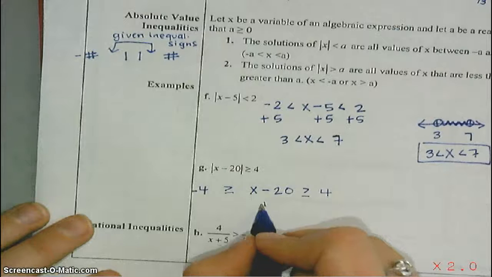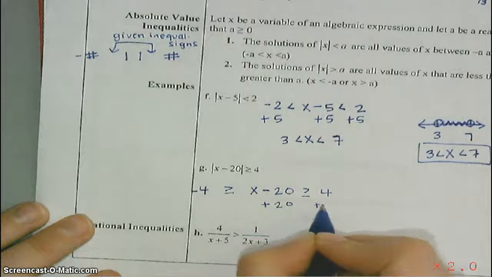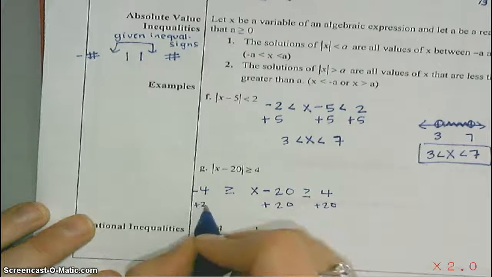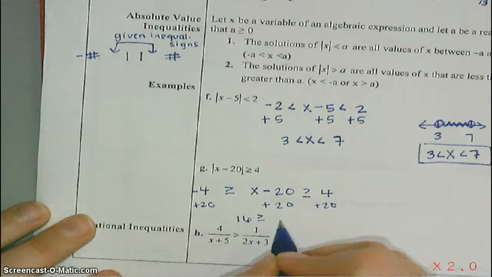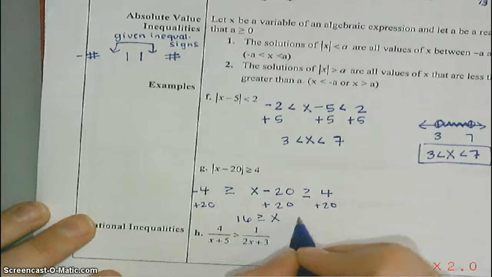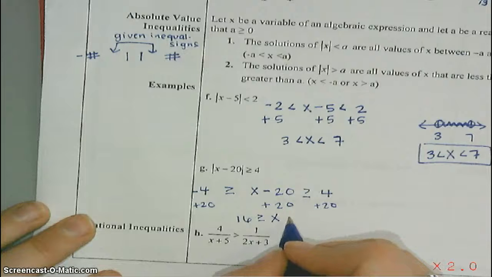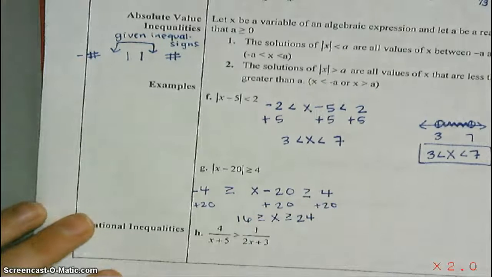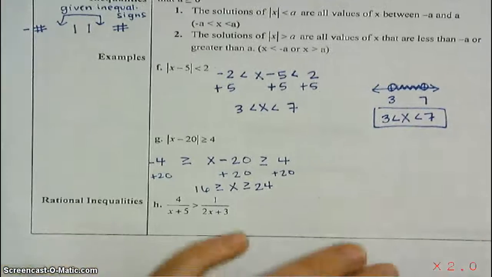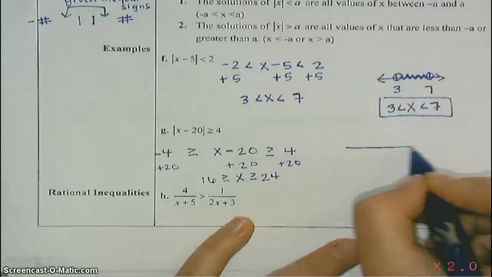What you can do is add 20 to each side. So this inequality is going to become 16 is greater than or equal to x, and then x is going to be greater than or equal to 24. So that kind of stopped me a little bit, so I'm going to actually go ahead and draw what that looks like.